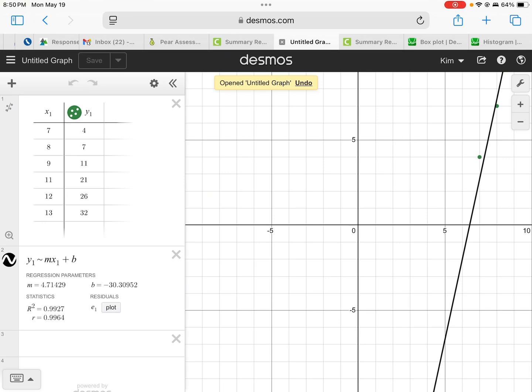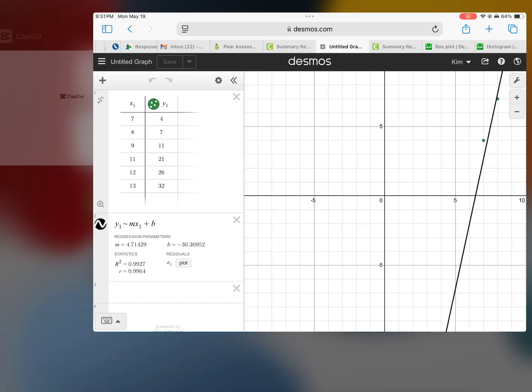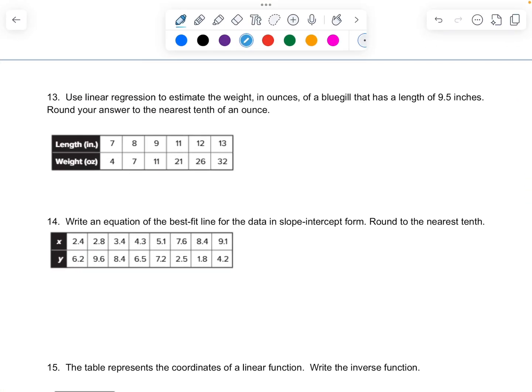So, all I had to do was go onto my computer and do it. So it's the same information. I have my slope, I have my b value. So I'm going to come back over here and I'm going to do y equals 4.71429x minus 30.30952, and it wants it at 9.5.